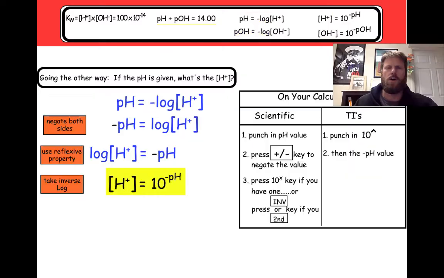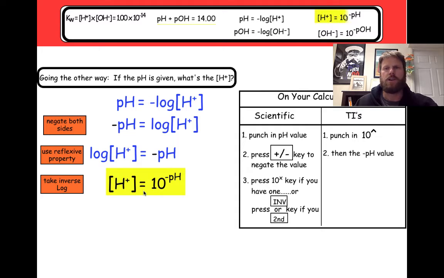What if you are given the pH and you want to know the actual concentration? Well, if you take your pH equals the negative log of H plus equation and solve it for H plus, you end up getting H plus equals 10 to the negative pH.